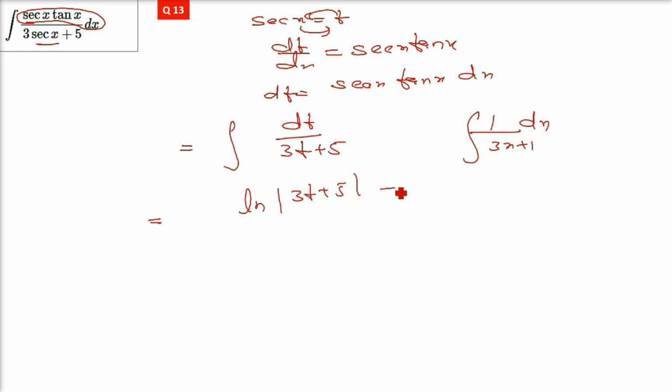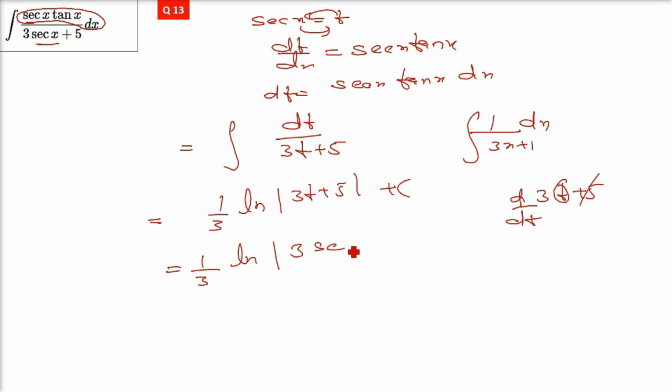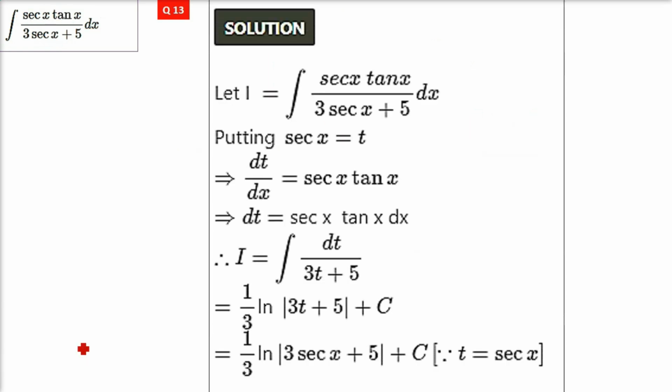Don't stop here, because 3t plus 5 has to be differentiated, and whatever the result is has to be divided. So 3t plus 5, just do d by dt out of it. When we do this differentiation with respect to t, this is going to be 3. So this 3 has to be divided. So 1 by 3, what was t earlier? It was sec x. So it will be 3 sec x plus 5, and then the constant of integration. So t is sec x here. This is your solution. So this is what we were talking about.